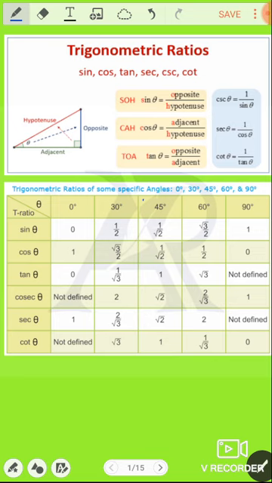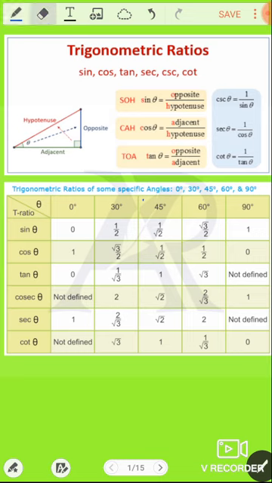Today in this video we will discuss the concept of trigonometric ratios and some multiple choice questions related to that, which are going to appear in 10th standard mathematics question paper of Karnataka State Board. What are we waiting for? Come on, let us begin.